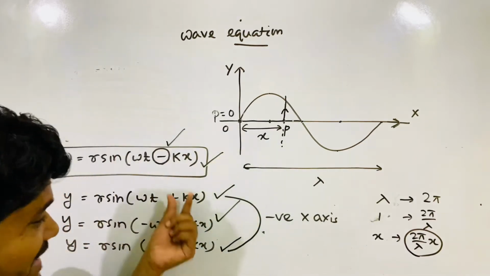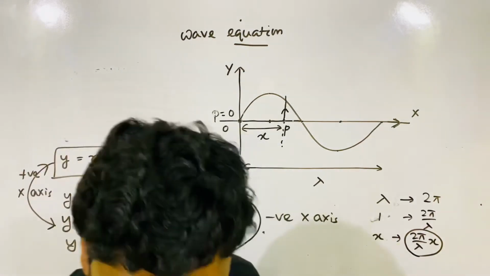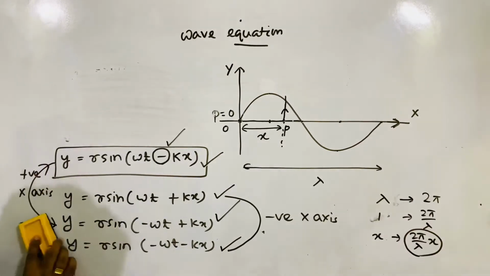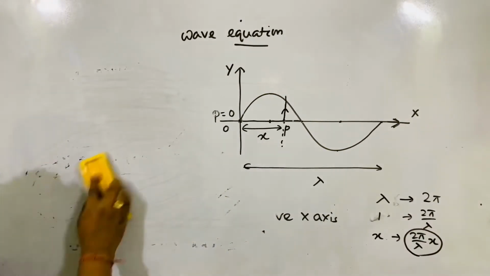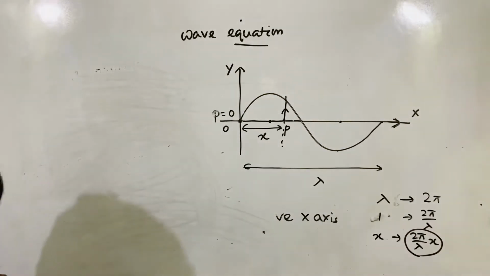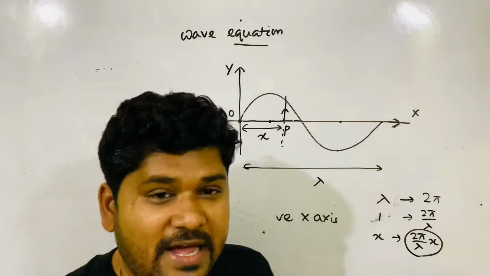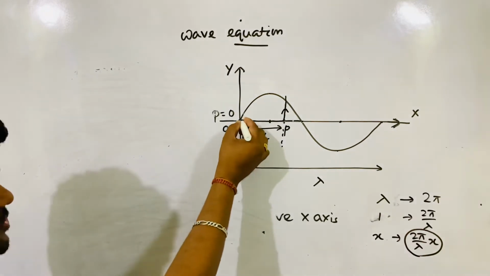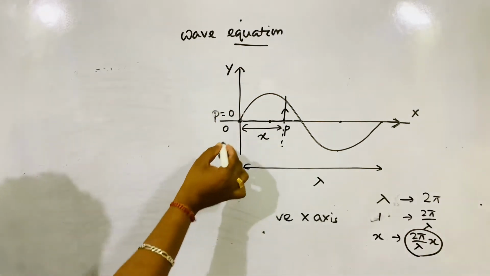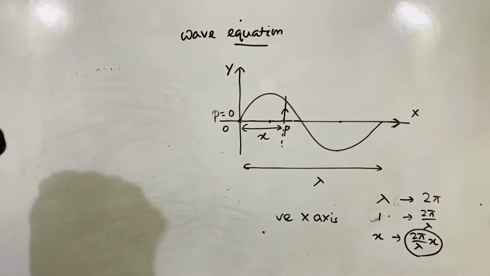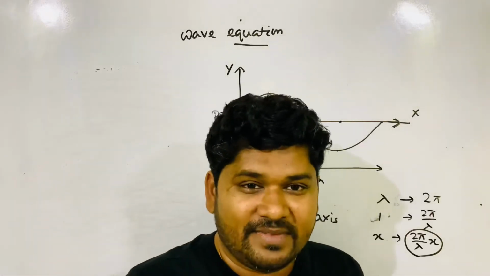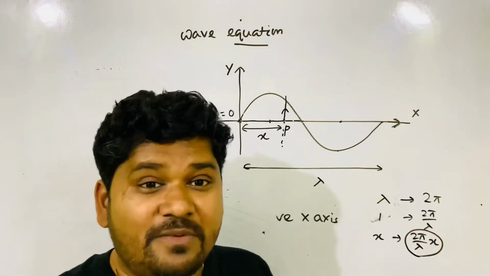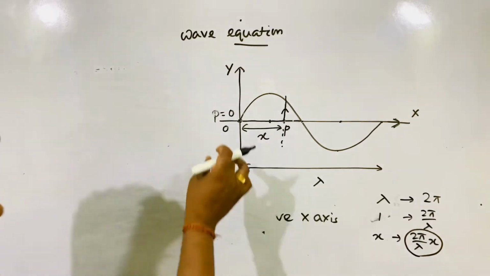But we can again make it more general. We can make the wave equation more general. I consider the phase of this particle at the origin as phi naught. Until now I took the phase as 0. But if I say this particle has some phase at the origin, then we also have to write that.